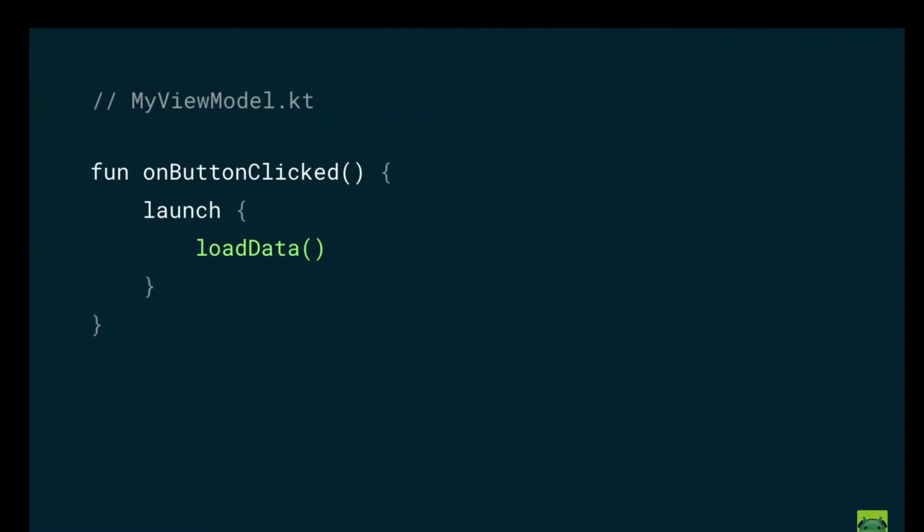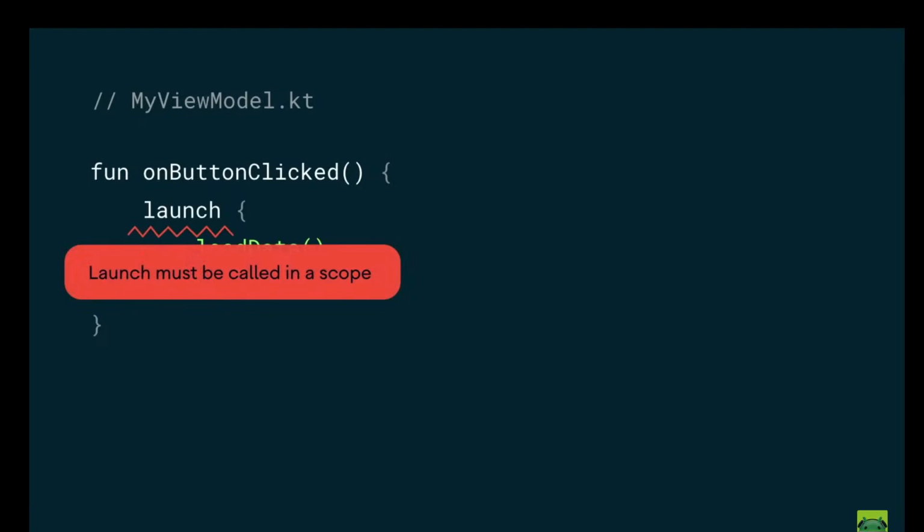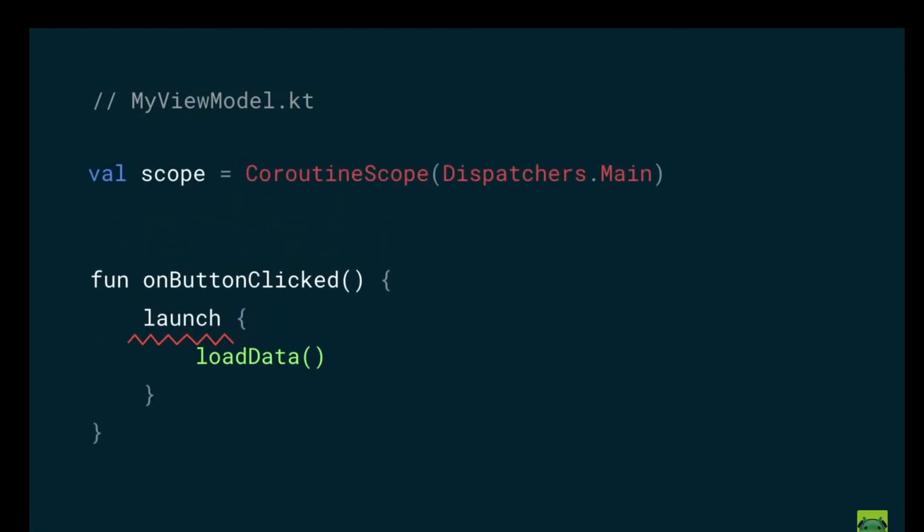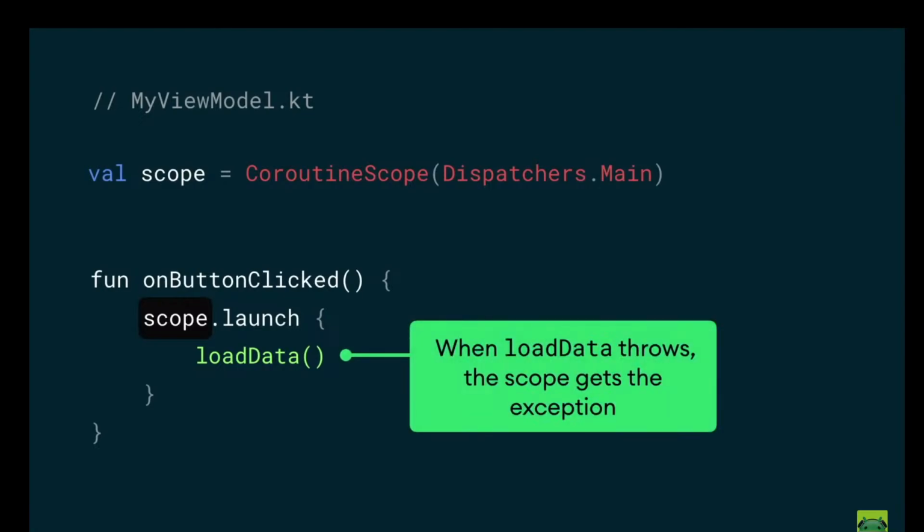So now, back to our function onButtonClicked, that will actually give another compiler error. That's because launch must be called within a scope. How can we create a coroutine scope? A scope is just a simple variable that is really cheap to create. It is not going to hold references to heavy objects. So whenever you want to control the lifecycle of a coroutine, you can create a coroutine scope. So in this case, we can use this scope to trigger the computation. And that coroutine will follow the lifecycle of that particular scope. So in this case, if load data throws an exception, the scope will get that exception and will handle it in some way.